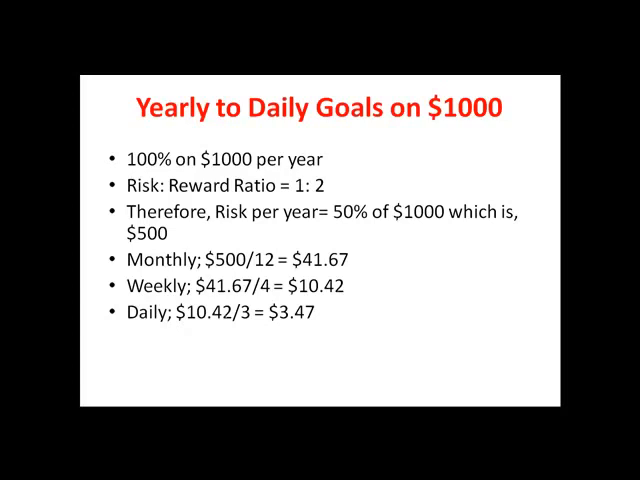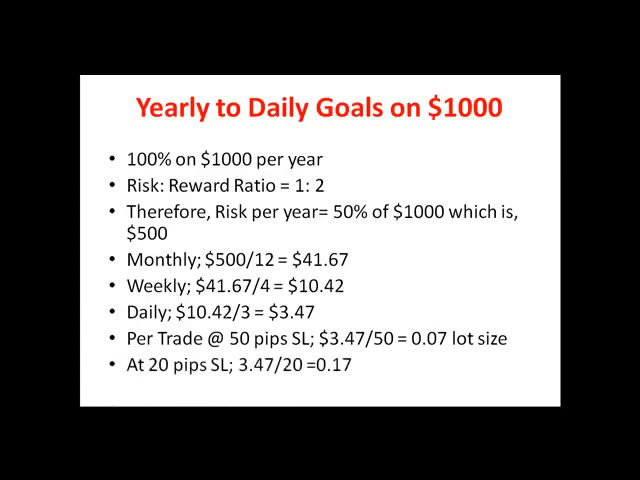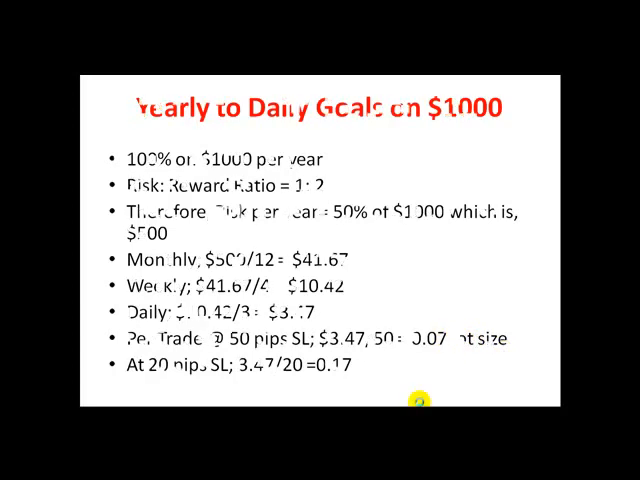Daily will be, now if you take 3 trades per week, daily will now be 10.40 divided by 3, 3.47. Now, per trade at 50 pips SL, our lot size will now be 3.4 divided by 50, giving us 0.07 lot size. But if we go by 20 pips stop loss, we have 3.4 divided by 20, giving us 0.17 lot size. Okay, now this will be 17 cents per pip in this case, while the other one here will be 7 cents per pip.